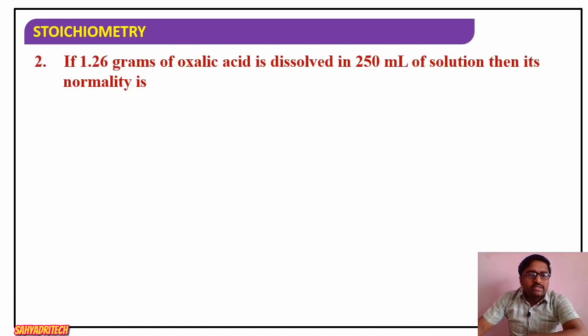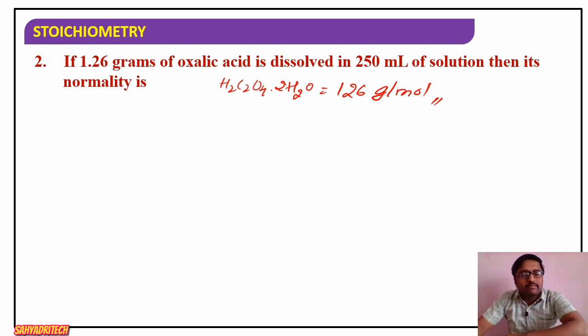If 1.26 gram of oxalic acid is present in its dehydrated form, right? H2C2O4·2H2O. And what is the molecular weight? 126 gram per mole is the molecular weight of oxalic acid. So this data should be recalled immediately whenever we look at the compound. It must be remembered. Okay, so how much are they saying? 1.26 gram of oxalic acid is dissolved in 250 ml of a solution.